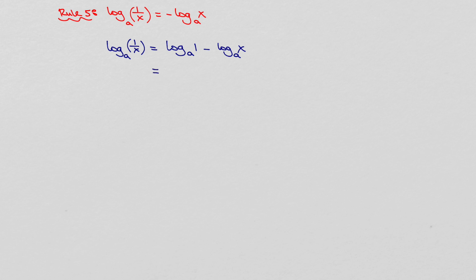And now based on the previous rule that we just looked at, rule 4, log 1 to any base is 0. And therefore that leaves me with 0 minus log x to the base a, which is minus log x to the base a.